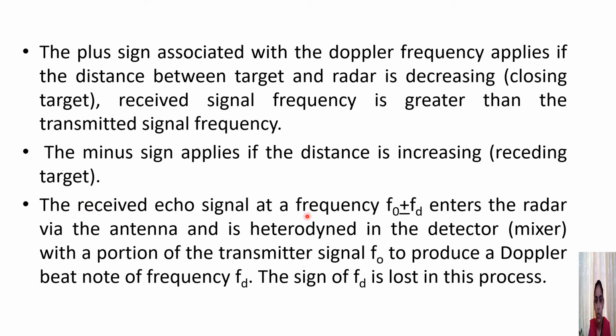Now the received echo signal, that is f0 plus or minus fd, which enters the radar via the antenna, will be heterodyned in the detector, that is, the mixer, with a portion of the transmitter signal f0 to produce a Doppler beat note of frequency fd. The thing to remember is that while the mixer produces an output of intermediate frequency, that is, a beat note of frequency fd, the sign disappears. The sign of fd is lost in this process.